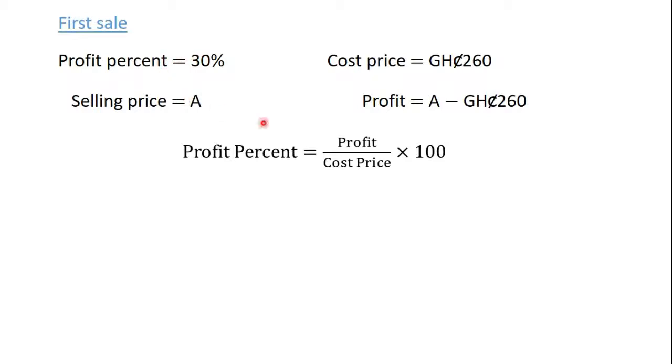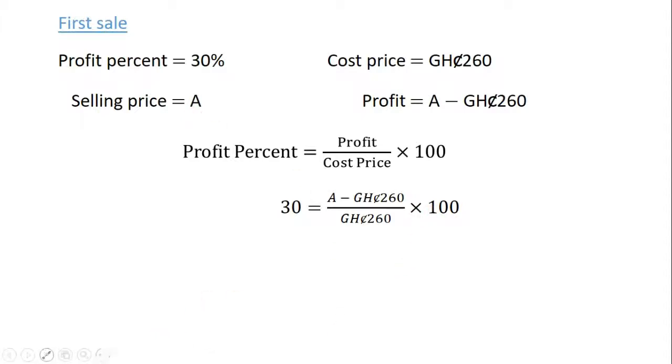So if we substitute these values into this formula, you have 30 is equal to A minus 260 Ghana cedis divided by 260 Ghana cedis times 100. The 100 here indicates that 30 is a percentage. Now we want to find A, which is the selling price for the first sale.